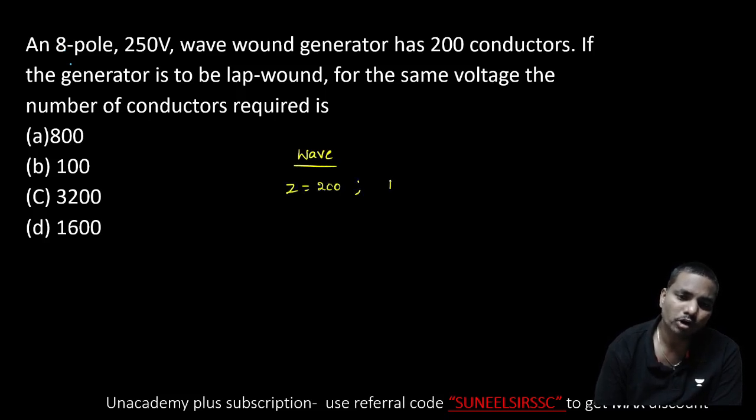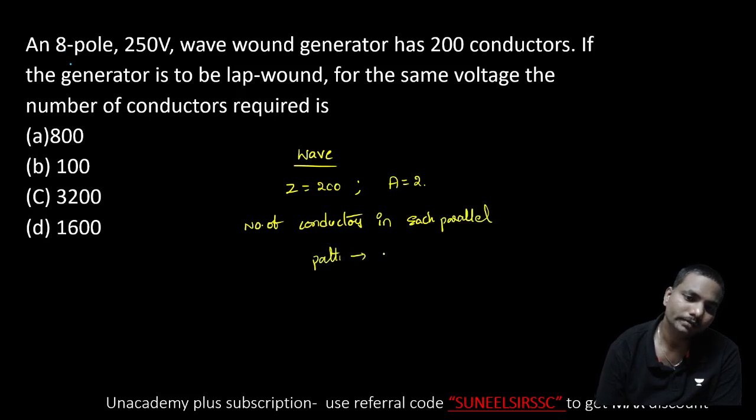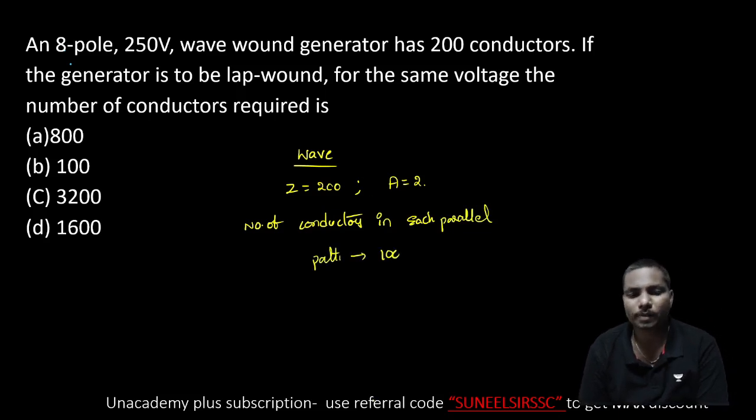So in the wave wound, how many parallel paths? 2 parallel paths. So 200 conductors with 2 parallel paths means the number of conductors in each parallel path is nothing but 100.